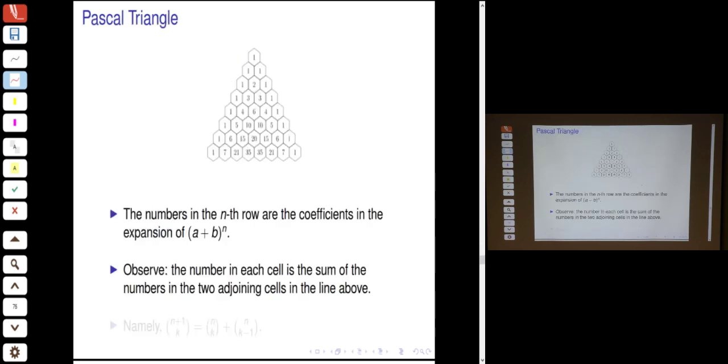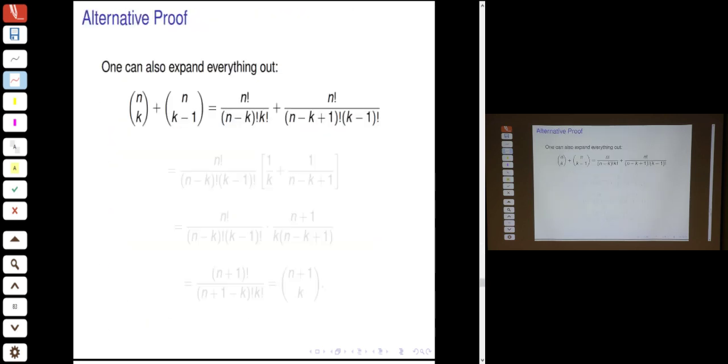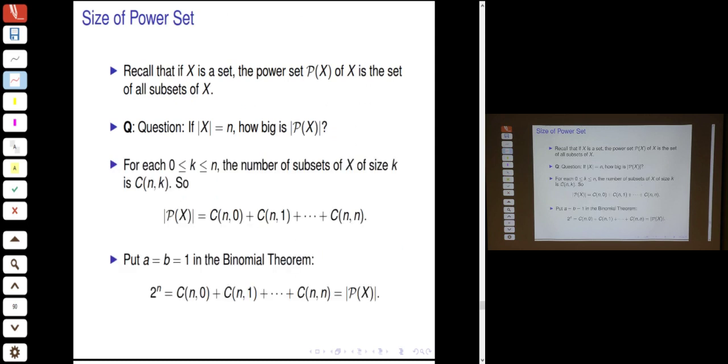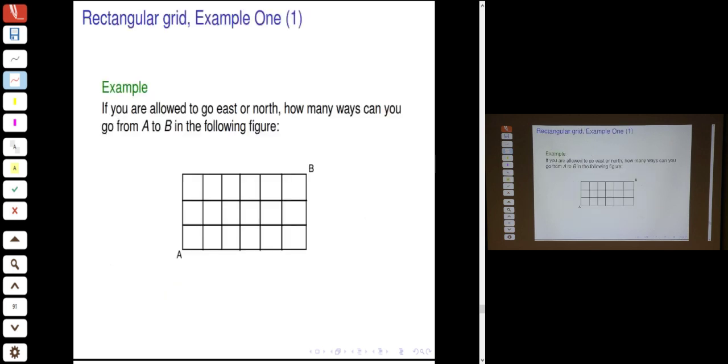So fast forward to here. This 2 to the n is the sum of these binomial coefficients. So that shows the size of the power set is 2 to the n. In some sense, it justifies why we call it the power set, because the size is 2 to the power of n.